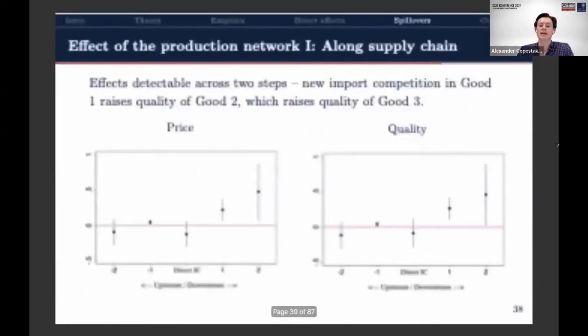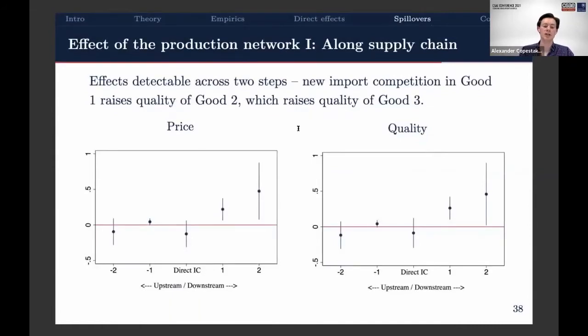So I can then include those in the regression. That's going to give me this sort of profile. This is getting more and more upstream, and we see not much going on. Here's the direct input competition, again, not much going on. But then we're seeing both price and quality rising one step down the chain. And the key thing is that two steps down, you're still seeing this ripple effect being detectable. After that, it fades away.